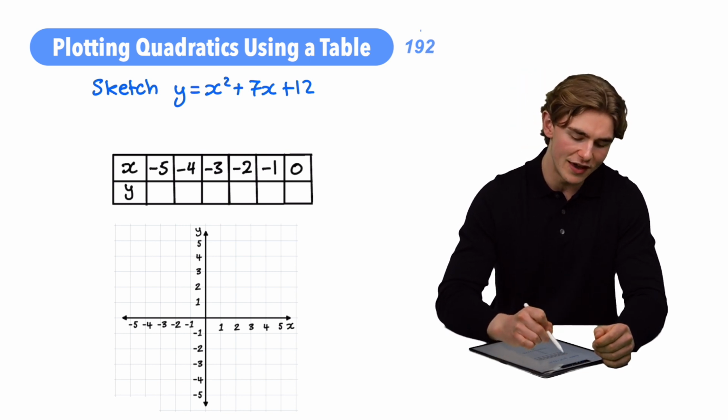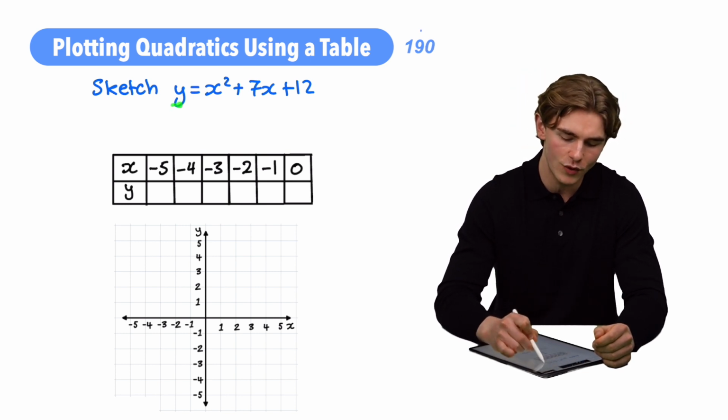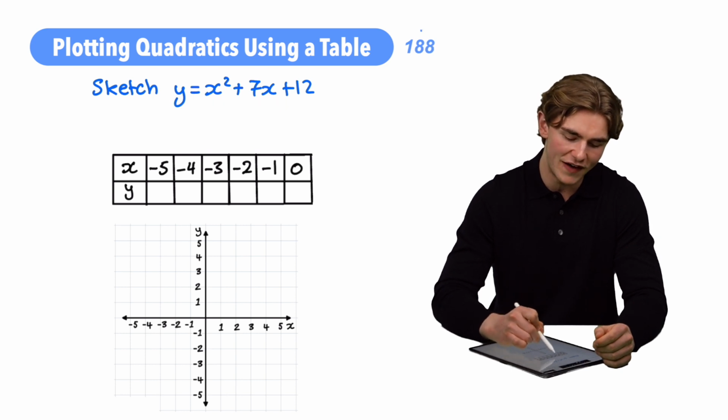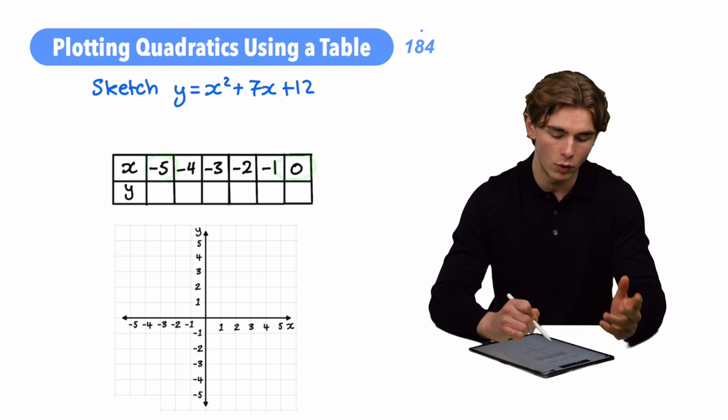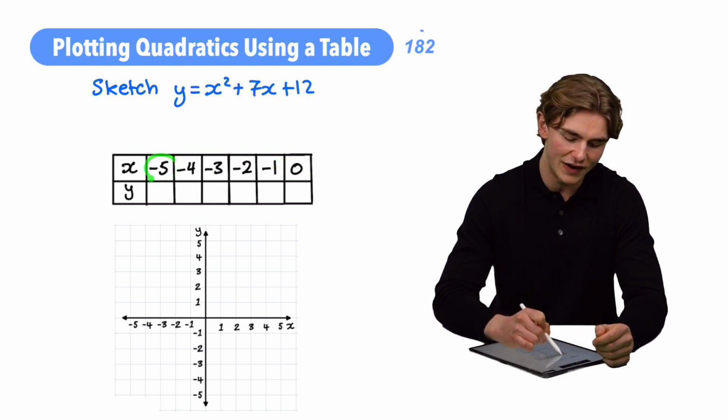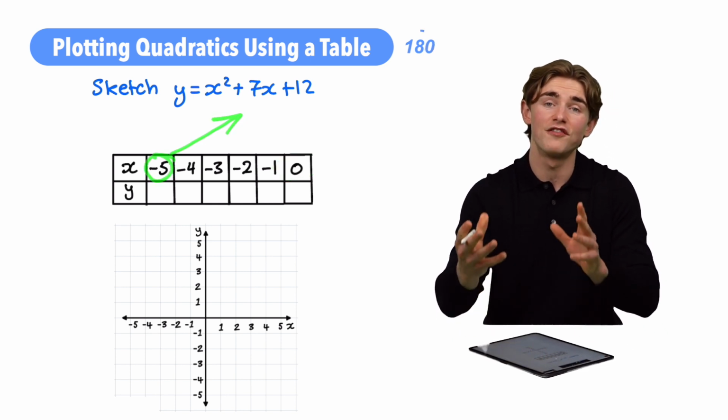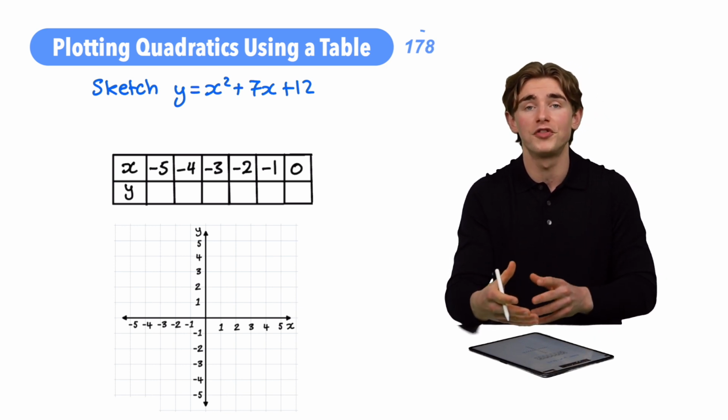We can see that we've been given the quadratic y equals x squared plus 7x plus 12 and a table of values which takes us from x equals minus 5 all the way up to x equals 0. What we're going to do, guys, is substitute each of those values of x into our quadratic, find the corresponding values of y, plot them, and then join them.